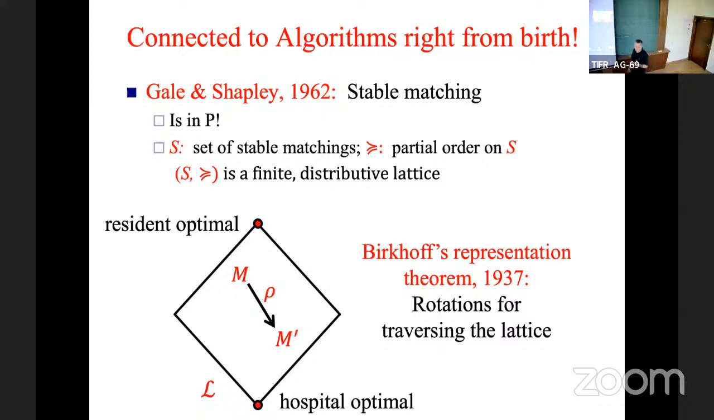And then Birkhoff, this very same Birkhoff, because he also had a father, George Birkhoff, who did other mathematics.